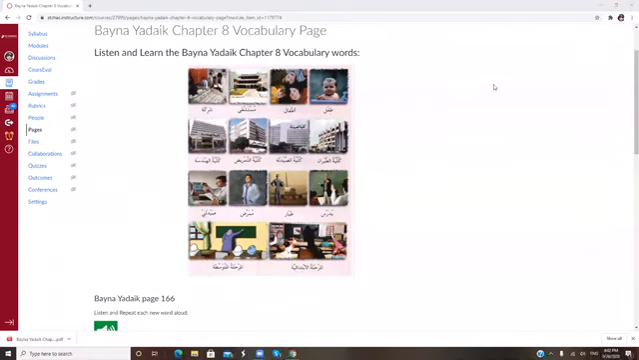On Yadaik Chapter 8 this week, we will start with the new vocabulary words. Let me read through them first, and then we'll go back, read through them one by one, and have you repeat after me. First, tifl. Tifl means a child, in this case actually a male child. Tifla would be a female child.